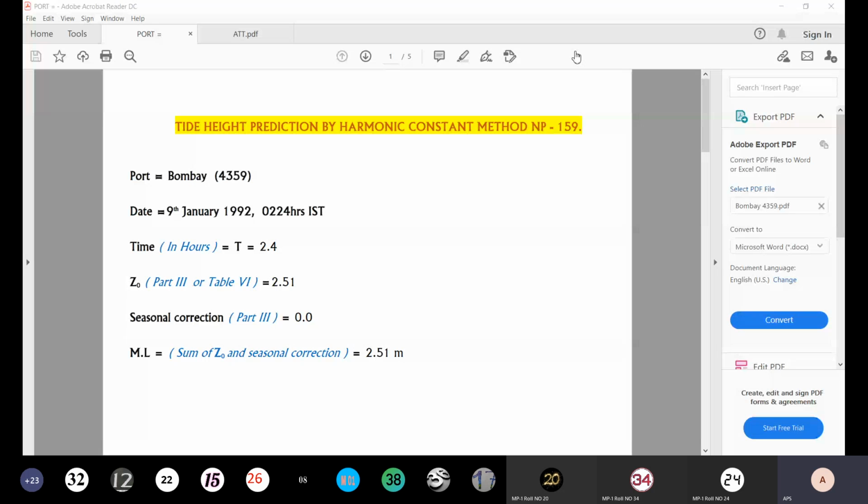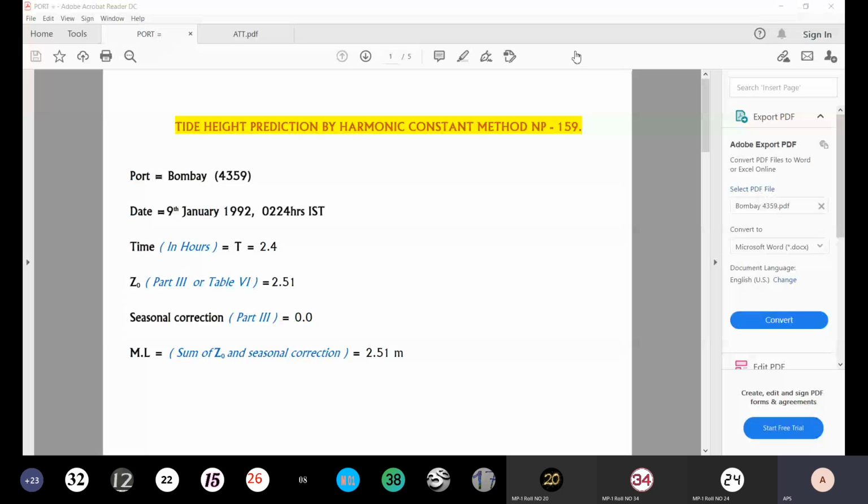Each volume has 3 parts, part 1, part 2, part 3. If that port is not in part 1, not in part 2, but it is in part 3, you have no choice. You have to do it by harmonic only. There is no other method. So just remember this for all 3 volumes. If that port is not in part 1, not in part 2, but it is there in part 3, you have to do it only by harmonic. There is no alternative.